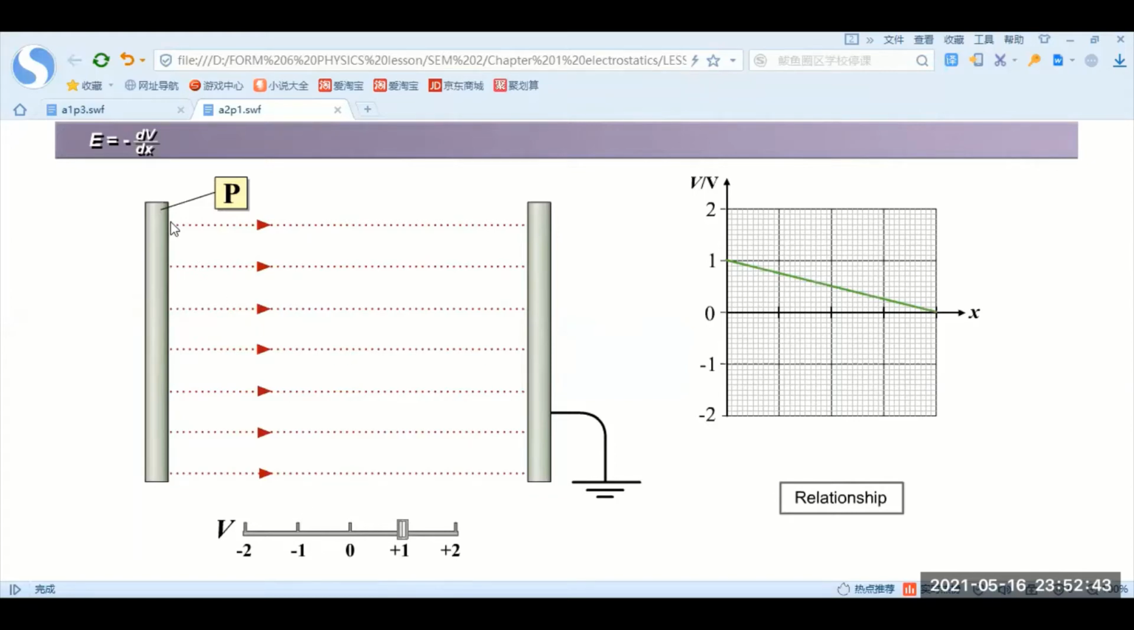1 volt means the energy needed for 1 coulomb of charge to move from 1 point to another point. That means from here to here, while this side is connected to earth, it will be 0. So we look at distance x. Once x from here is maximum, it is 1, let's say 1 volt.